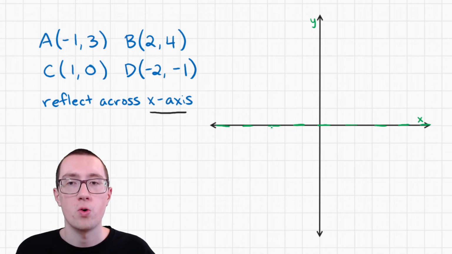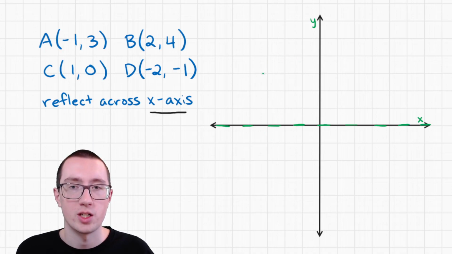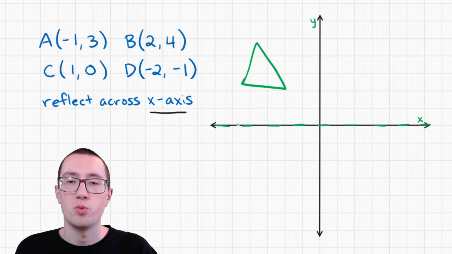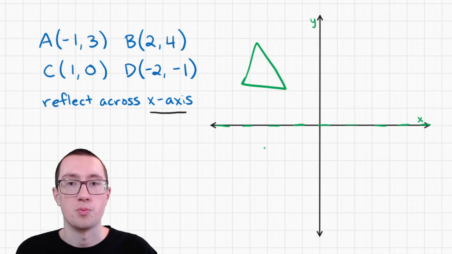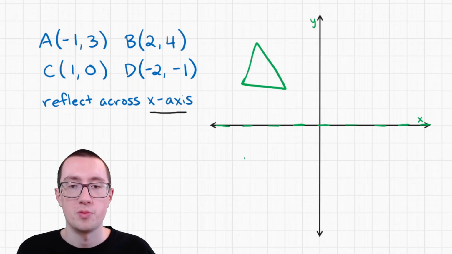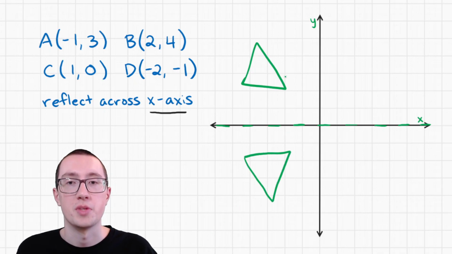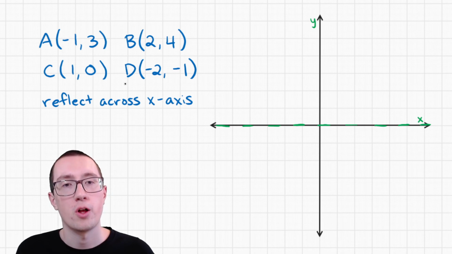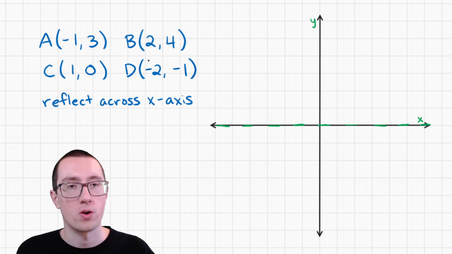And basically our goal is to take whatever shape we end up with, like let's say we had a triangle here, then we would use this x-axis as a mirror. So the new shape would be like this. It'll be a mirror image. So we first need to start by plotting these 4 points and drawing our shape.